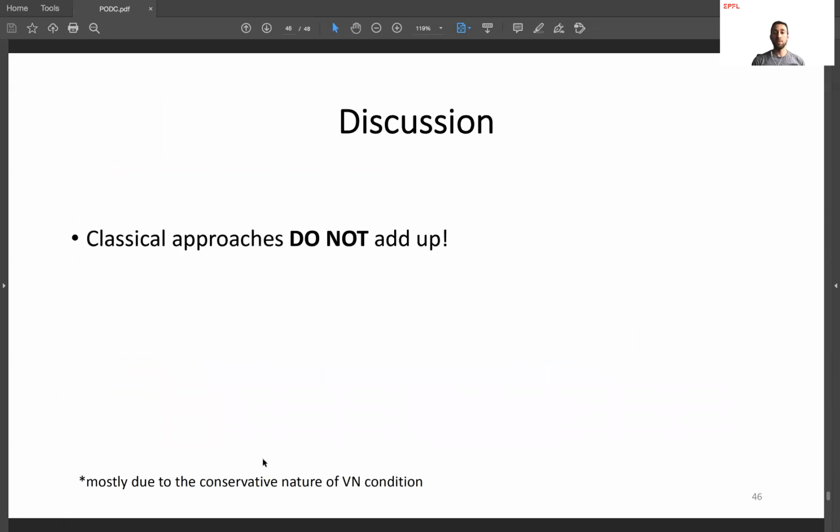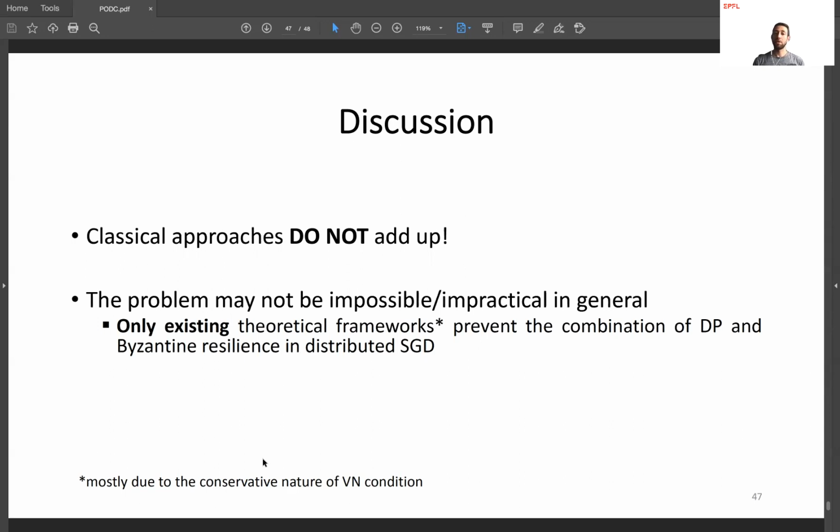Now, to sum up, what we showed in this presentation and in our work is that the classical approaches for guaranteeing differential privacy from one side and alpha-F Byzantine resilience from the other side do not add up at all. But this does not necessarily mean that the combination of these two notions is impossible or impractical in general. In fact, this is mainly due to the fact that the VN ratio condition, the variance to norm ratio condition that I explained to you earlier, is a strict and conservative condition to test for alpha-F Byzantine resilience, potentially explaining the emergence of this dependence on the number of parameters of the model denoted by D.